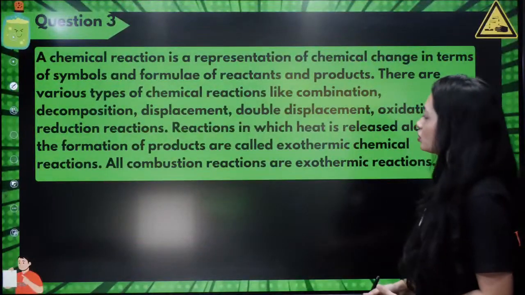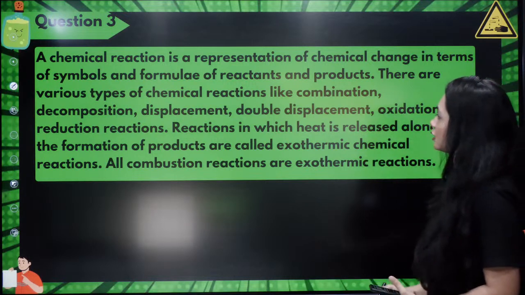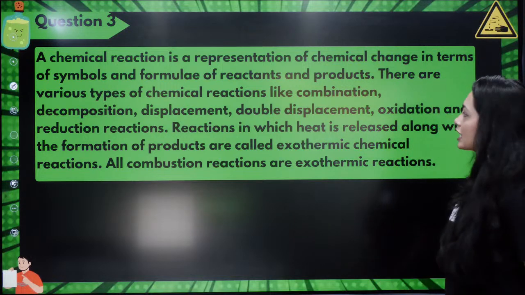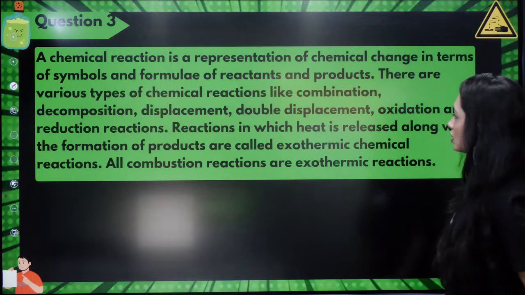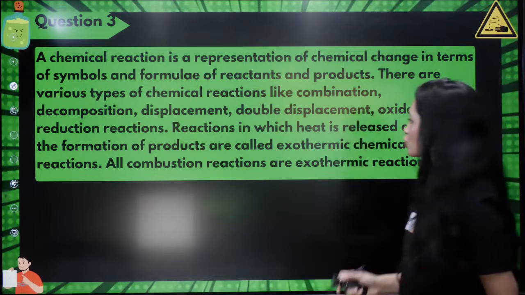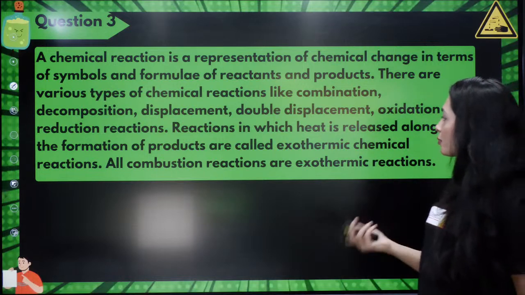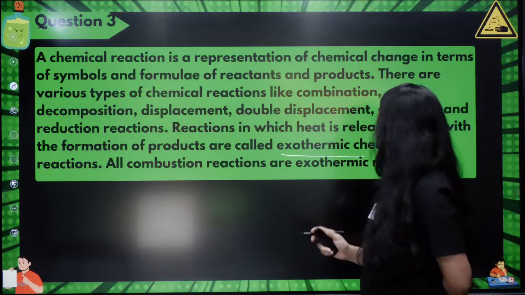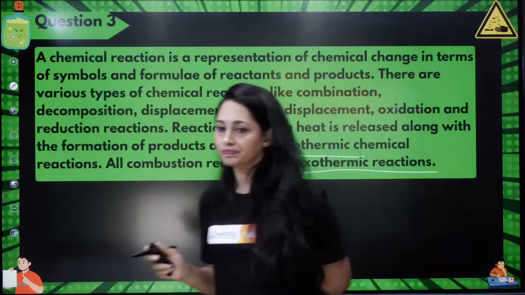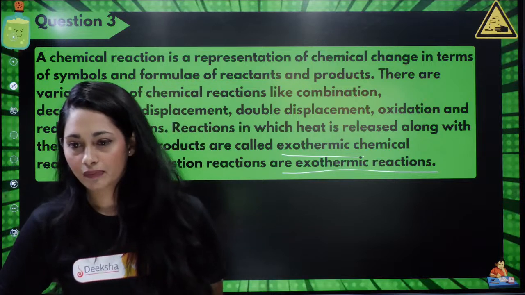Next, question number 3. A chemical reaction is a representation of chemical change in terms of symbols and formulae of reactants and products. There are various types of chemical reactions like combination, decomposition, displacement, double displacement, oxidation and reduction reactions. Reactions in which heat is released along with the formation of products are called exothermic. We know this. And all combustion reactions are exothermic in nature.